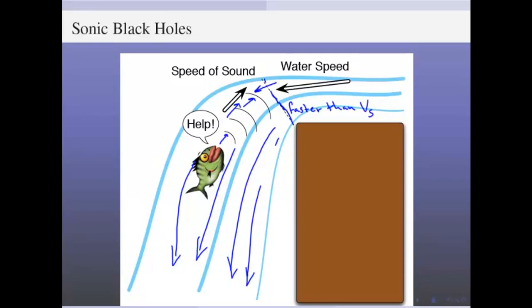Okay, maybe a more appropriate thing would be like, watch out, trying to call to the little fishes that are up here, right? That are about to swim over the edge of this waterfall. So trying to call and warn those guys will never happen, because those waves will sort of build up on the edge here, because they can never go faster than that. So that's another way I like to think about this.